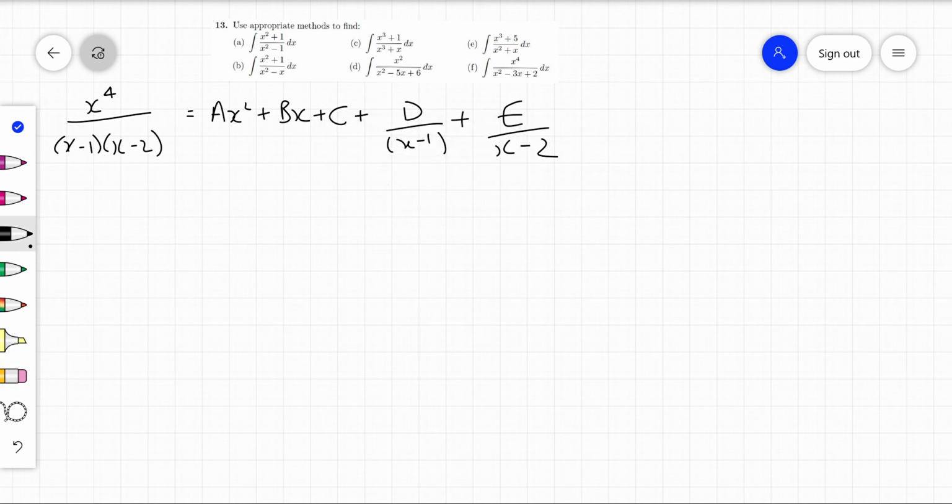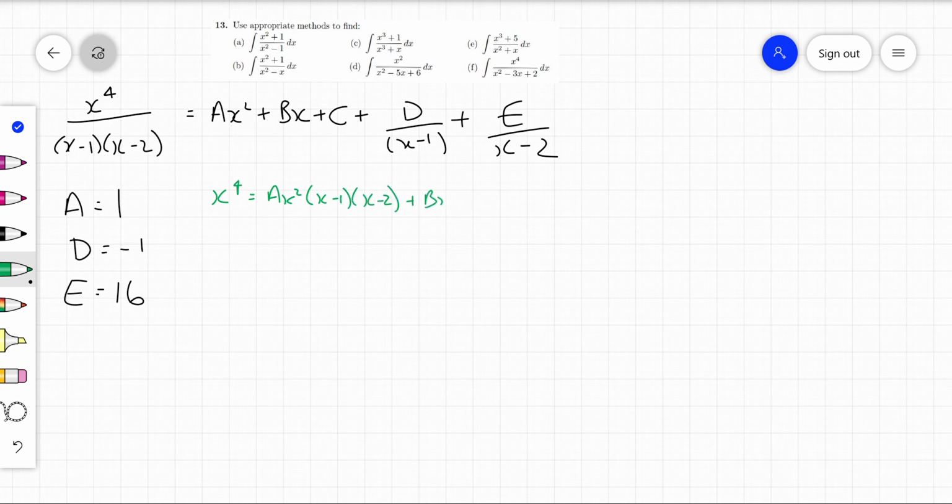Alright, so looking at that, we know that a will be the coefficient of x to the 4, which is 1. D, we can do a cover-up, so we get D and E using the cover-up method. And to get B and C, we need to look at coefficients. So again, if you need to expand out to look at the coefficients, for example, you'll get ax squared, and you're multiplying by x minus 1, x minus 2. You've got bx, x minus 1, x minus 2. You've got d, x minus 1 cancels, so x minus 2. And you've got e, x minus 1, x minus 2 cancels.